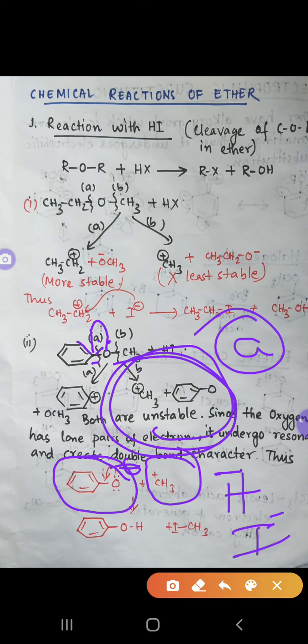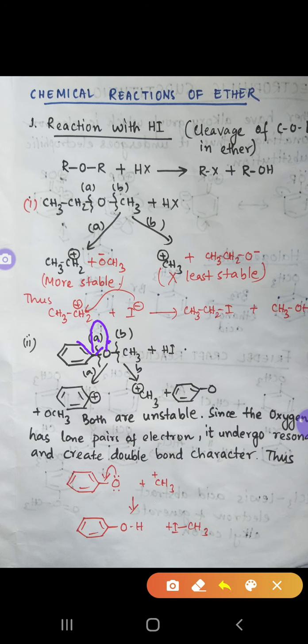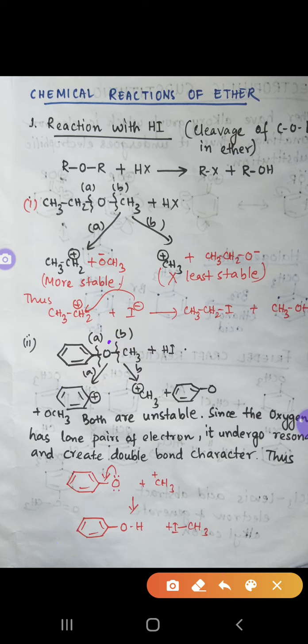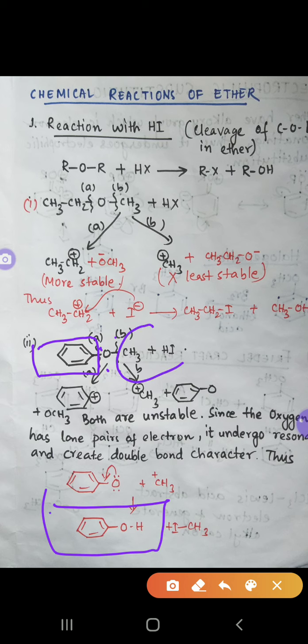Always remember one thing: when you are considering phenyl and whatever the alkyl group, that doesn't matter. Simply you have to see if there is any phenyl group attached directly to the oxygen, it will definitely give phenol, and the other part, the alkyl group, will get attached to I minus. So you have to consider this fact, that whenever there is a phenyl group attached to oxygen, we will always obtain OH with the HI reaction, and the other alkyl part will get attached to I. Always remember this. This is the second reaction.